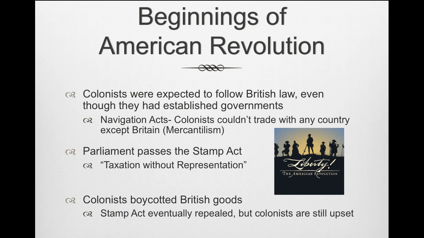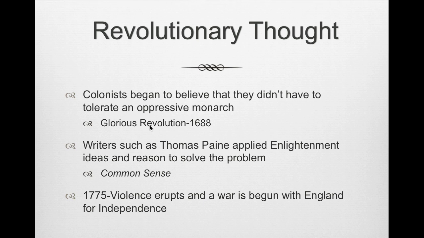So in response, the colonists boycotted the British goods, and they refused to buy British goods. And the Stamp Act is eventually repealed, but now this is going to spark some revolutionary thought in a lot of these colonists, and they're going to start to believe that they don't have to tolerate oppression and they don't have to listen to an oppressive monarch because they see the example of the Glorious Revolution in 1688 in England. They see that England is moving toward that constitutional monarchy with a Bill of Rights, and so they're going to start to invoke that revolutionary thought.